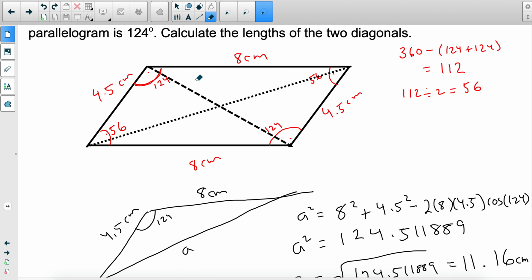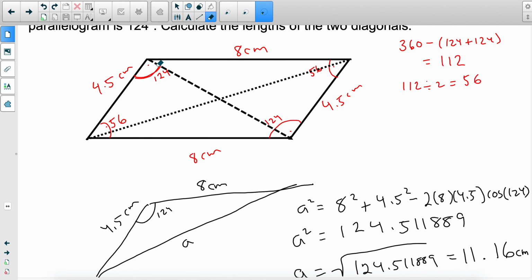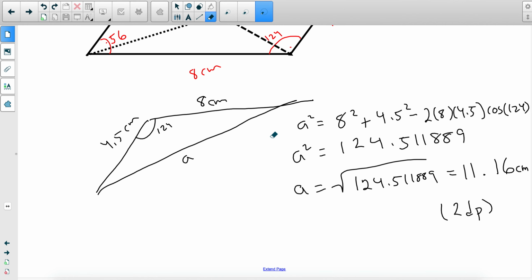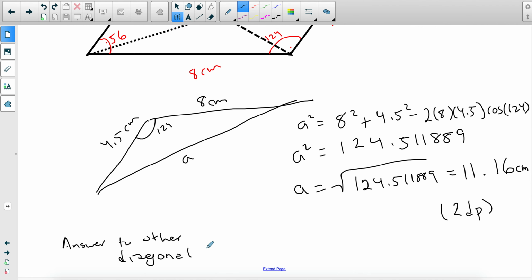So we only made sure that all the angles added up to 360 because we know that a 4-sided shape has angles adding up to 360, and knowing it's a parallelogram that the opposite angles will be the same. So the answer to the other diagonal, hopefully you've attempted it, and the answer is going to be 6.63 centimeters. That's 2 decimal places.